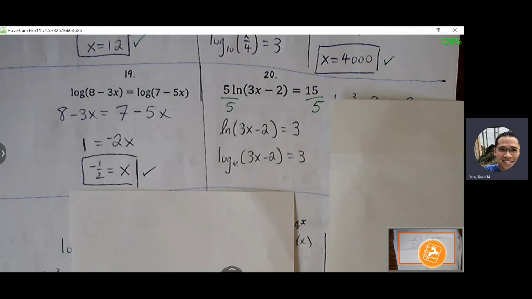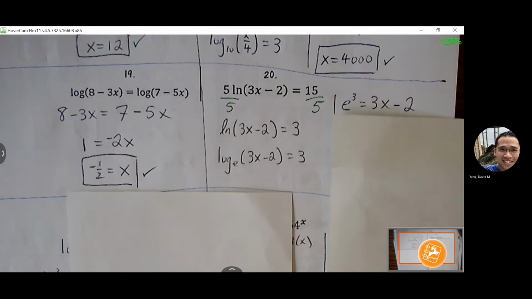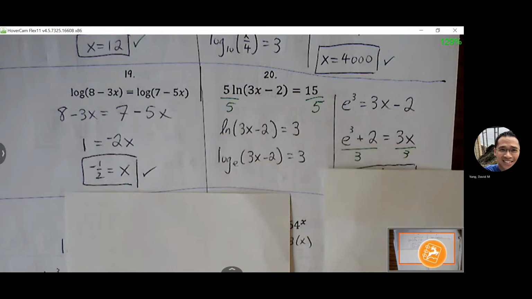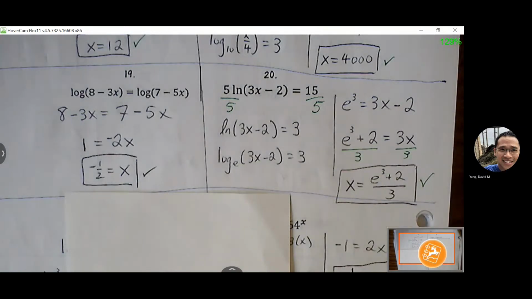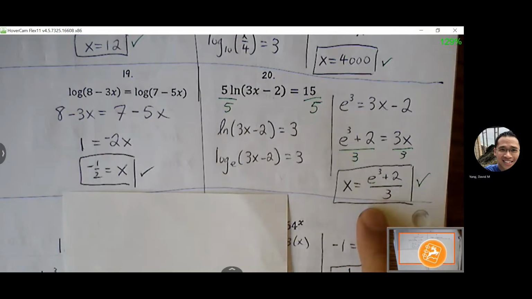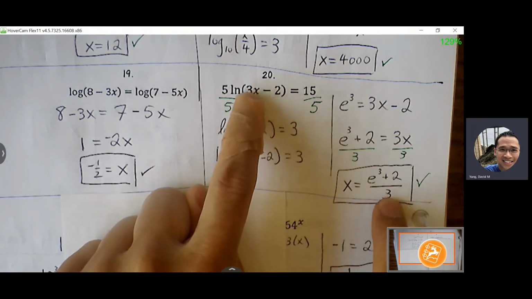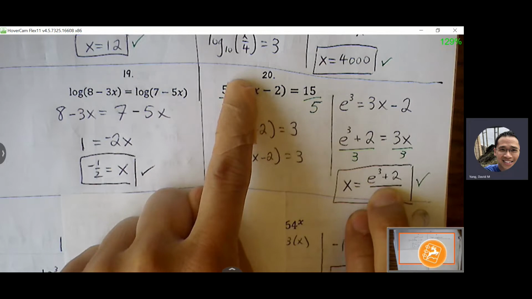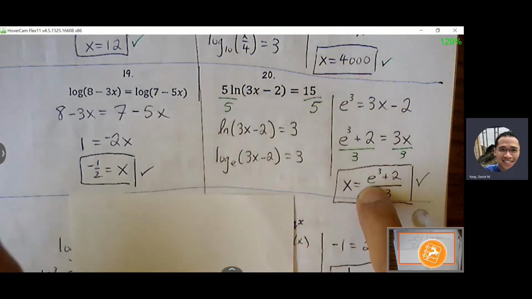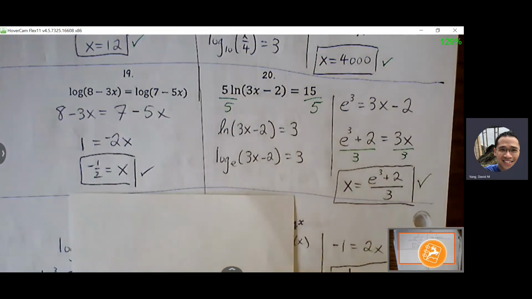Okay, divide by 5, I have natural log 3x minus 2 equals 3. Get that base e to show up, and then we go into exponential form. Okay, if I insert this in for x, we are able to get the 3's to cancel out. I'm left with e cubed plus 3 plus minus 2. The plus 2 and minus 2 goes away. I'm just left with e cubed. E cubed is positive. There's no issues here. This one is valid.